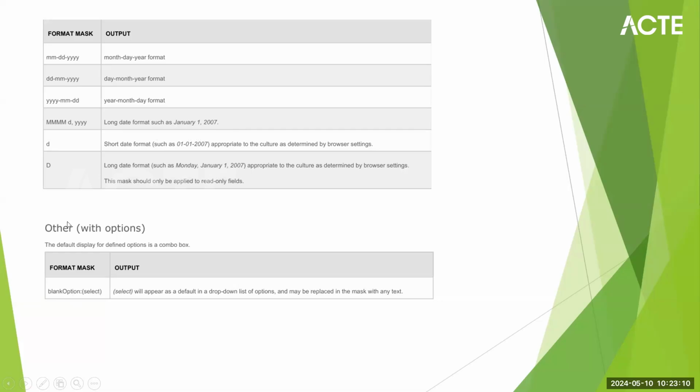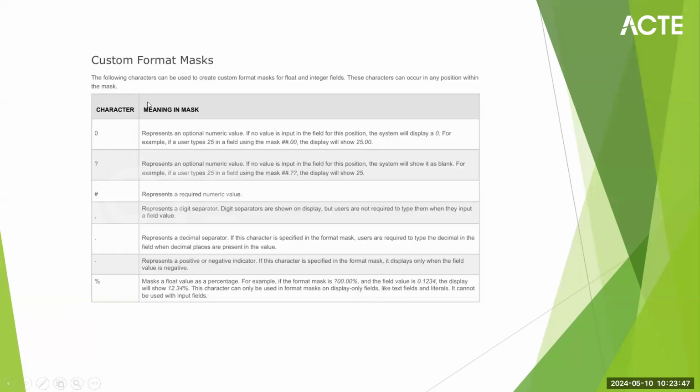Other properties for the format mask include the blank option. This will appear as the default in the drop down option and may be replaced in the mask with any text. So if you have created a field and you have clicked this option, by default a value will be displayed for that particular field, but when you refresh it or come back, it will display as blank. There will be no format mask applied for that.